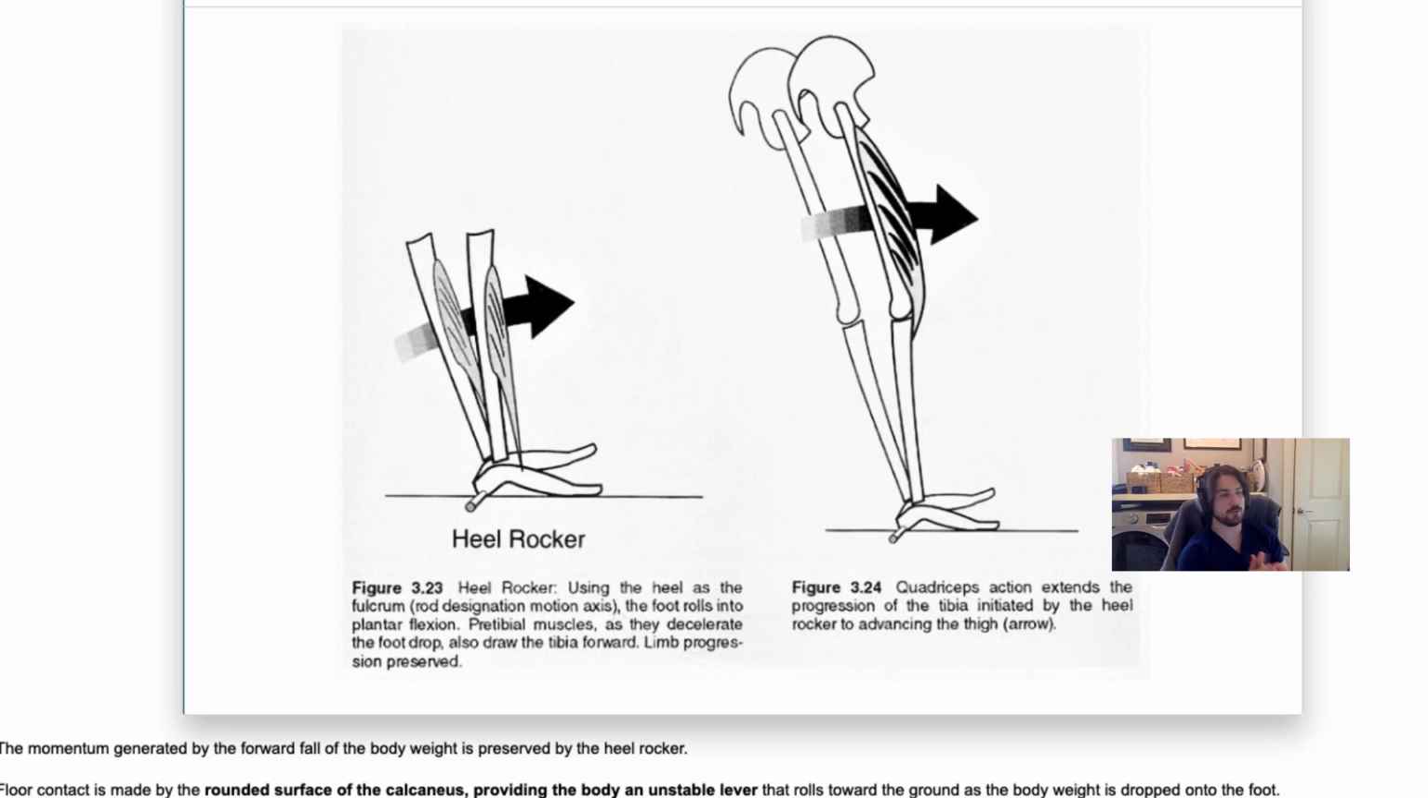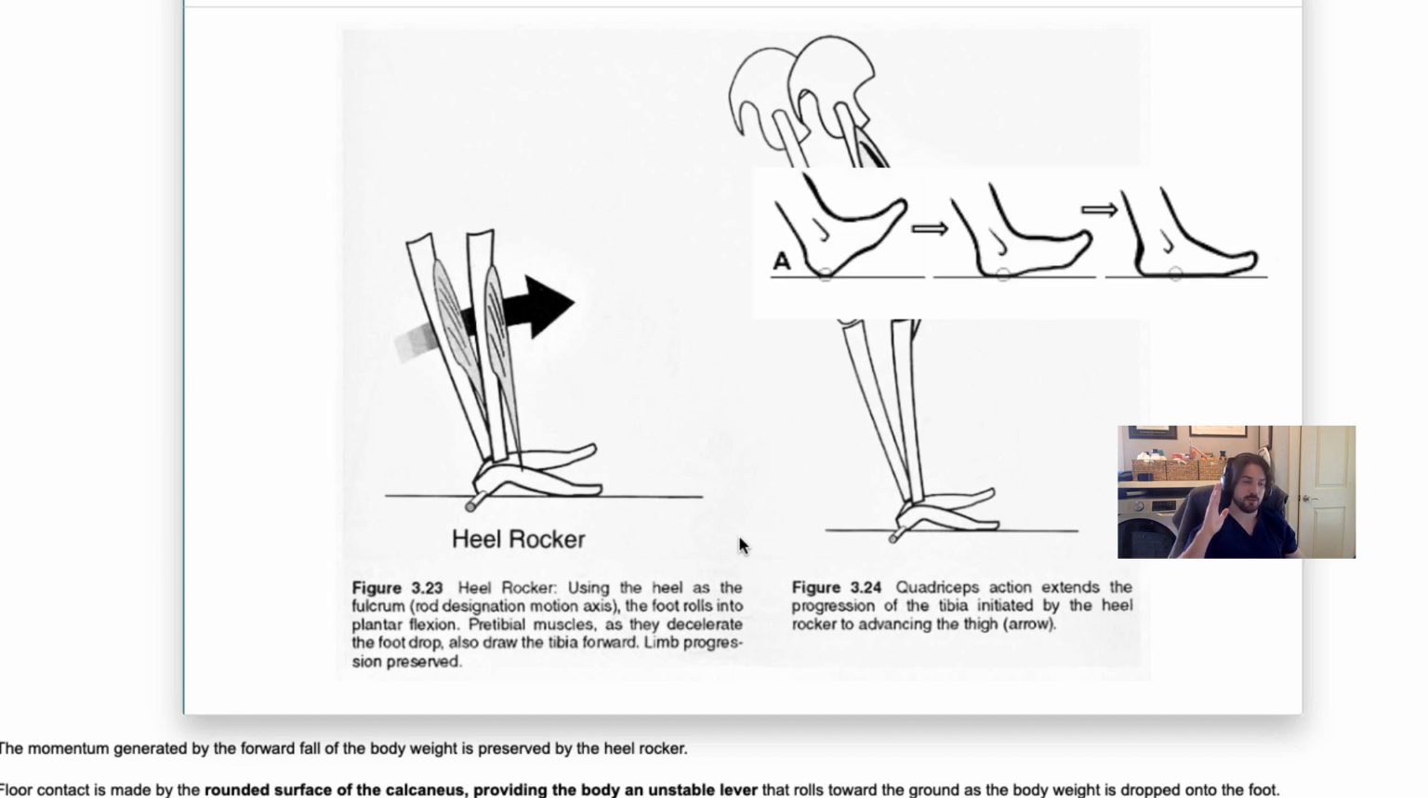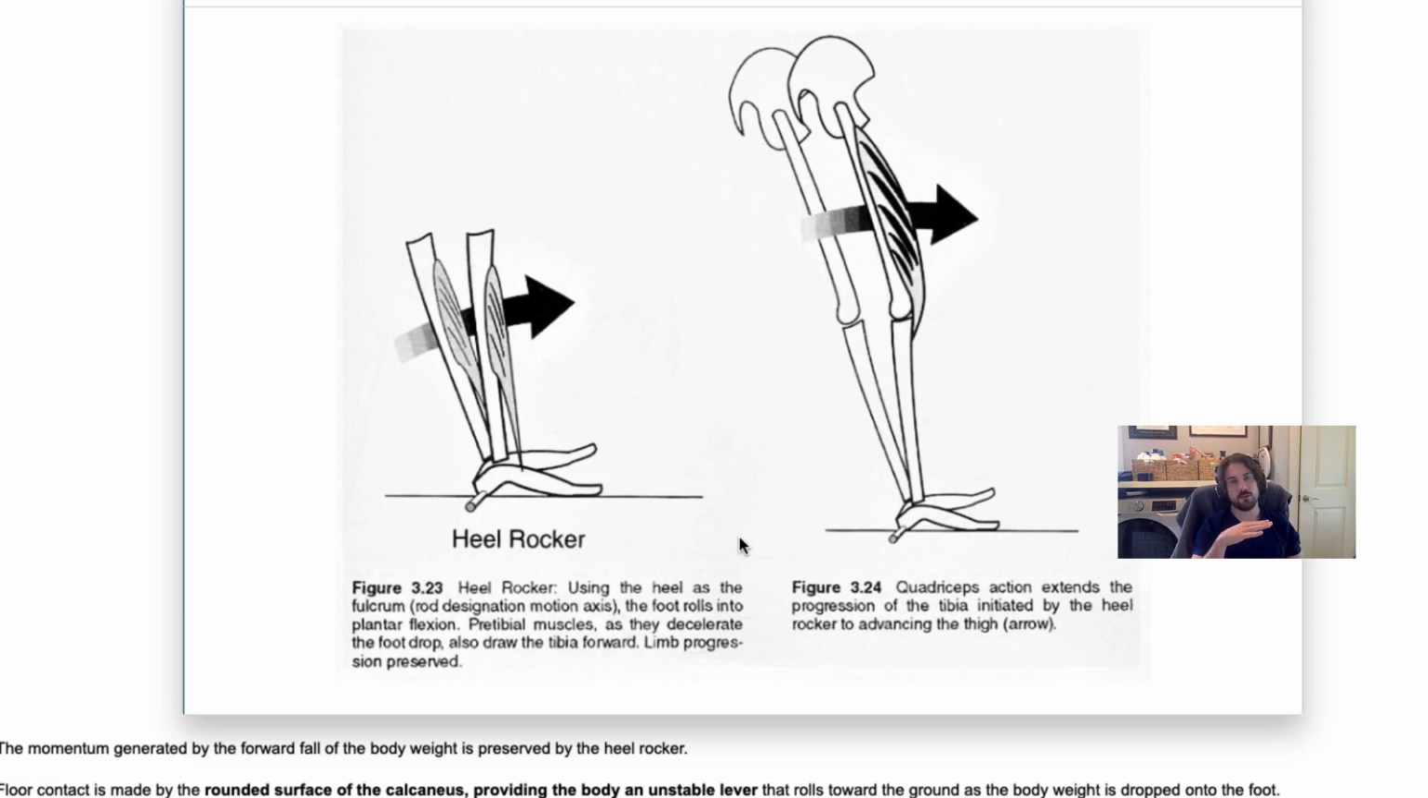So looking at our first rocker, like I said, it is a deceleration rocker, and as our heel contacts the ground, our foot begins to plantar flex, and our anterior tib is helping to control the rate of that plantar flexion, which is helping us with shock absorption. Additionally, that anterior tib is firing to help pull the tibia forward, which is helping with limb progression.